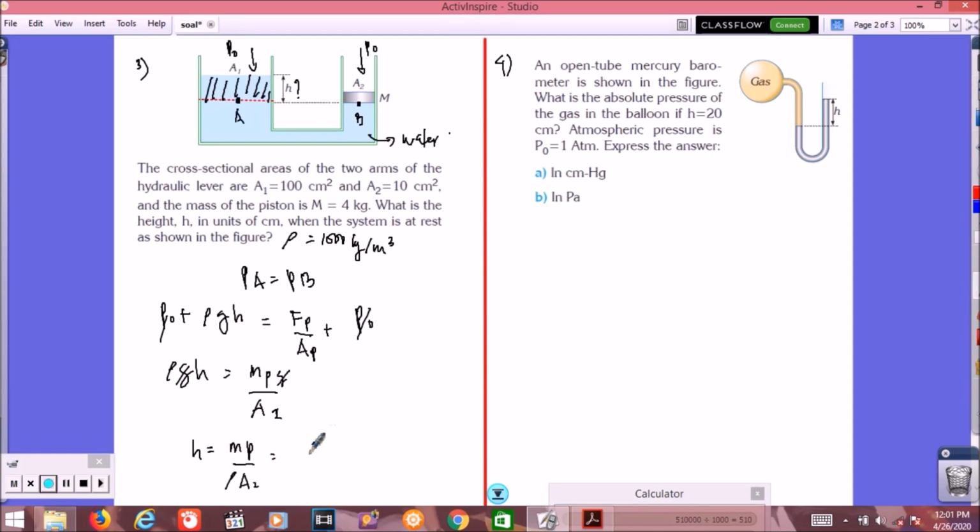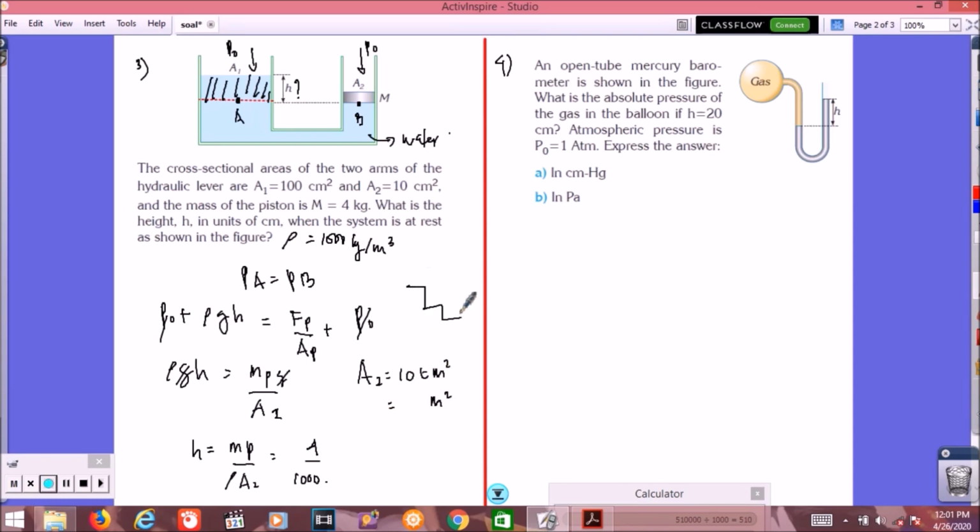Mass of piston is 4 kilograms. Rho of water is 1000. The area 2 is 10 centimeter squared, we have to convert it to meter squared.